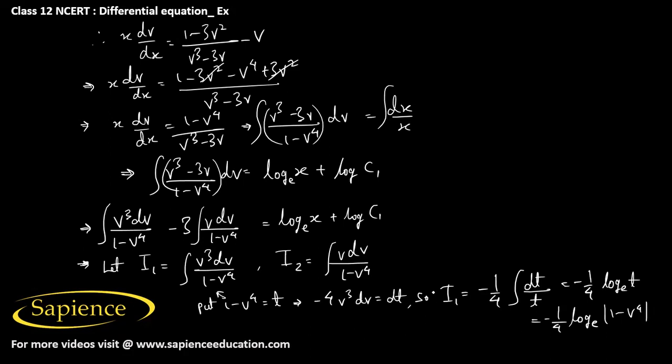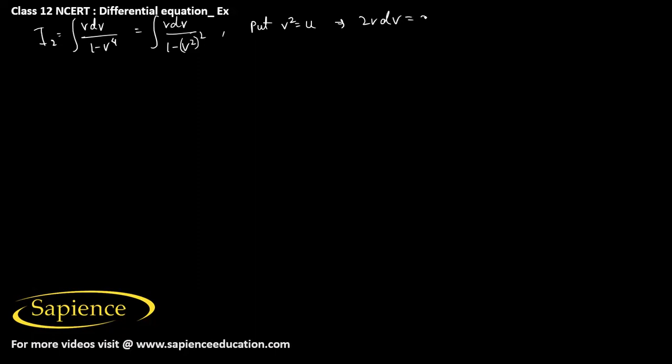Okay. Then we can find I2. So I2 will be the integral of v dv/(1 − v⁴). So this we can write as the integral of v dv/(1 − v²)². So now if we put v² equals u suppose, then we can say 2v dv equals du.